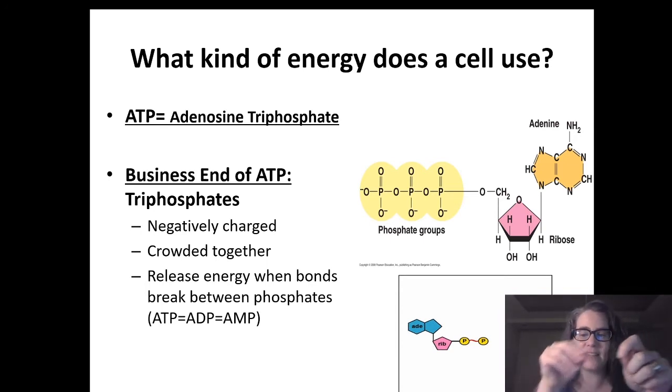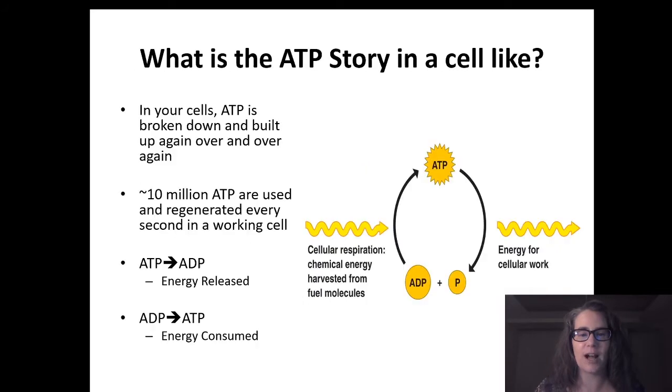Almost like a rubber band that you can pull and stretch over and over again. And it does some work for us, right? So it does some living work for us. Now, what is the ATP story like for cells? In your cells, ATP is actually built and broken down over and over and over again. In reality, a working muscle cell, so if you were running a marathon and working a muscle cell, you are spending about 10 million ATP and then regenerating 10 million ATP per second.